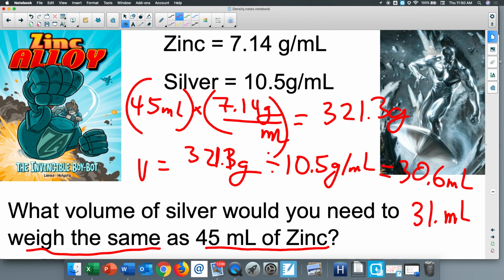Hopefully you're going to practice this in the comfort of your own home. So I've got some density homework for you to pass out and share with people around you. There you go. Enjoy.